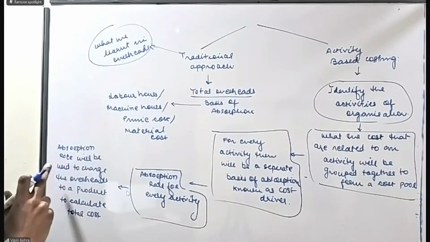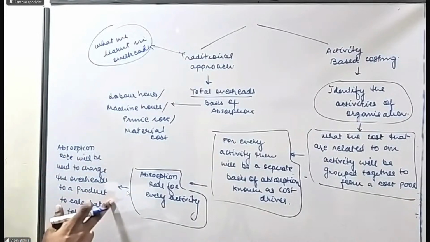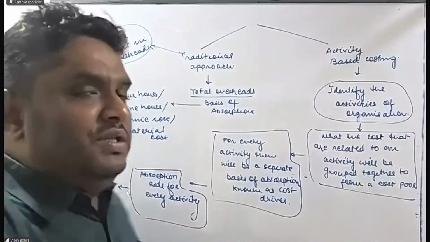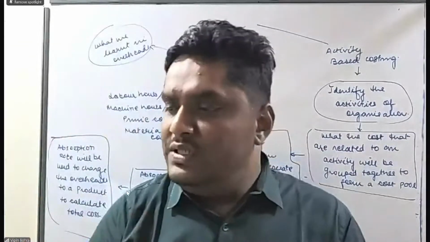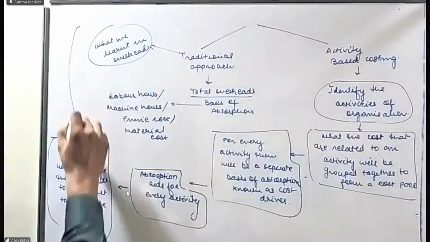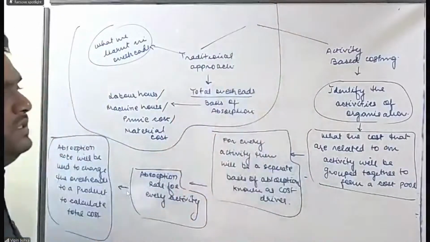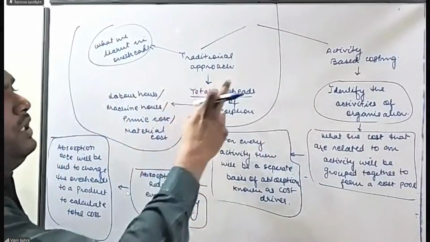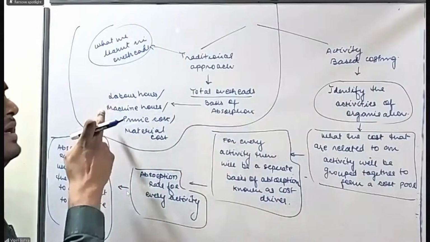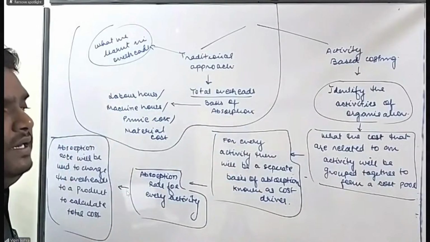So that absorption rate will be used to charge the overheads to a product to calculate the total cost. So this is all about activity-based costing. I repeat again, guys, this is what we have learned in traditional costing: total overheads divided by only one basis of absorption. It can be labor hours, machine hours, prime cost or material cost.